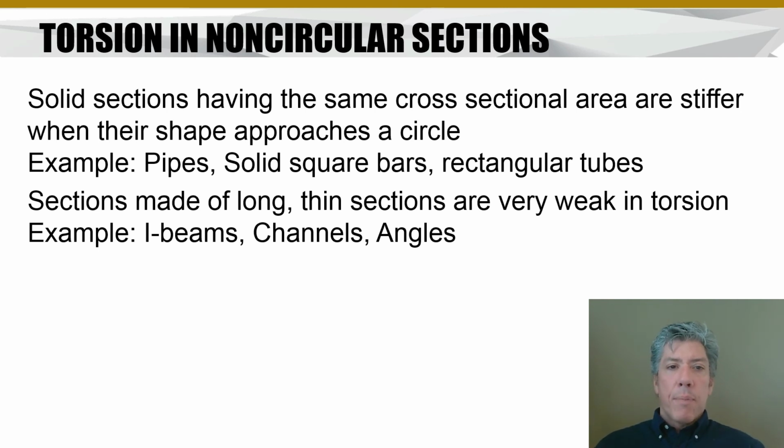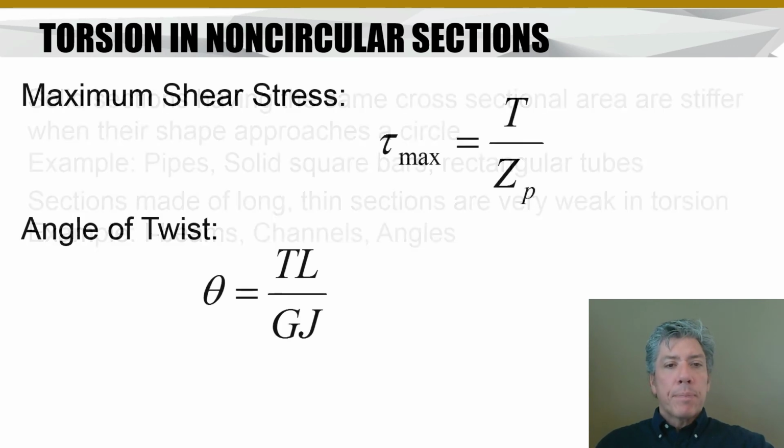And so things like pipes and solid square bars have decent torsional stiffness. Rectangular tubes, closed sections in general have fairly high torsional stiffness. But sections that are long and thin are very weak in torsion. So things like channels and angles are not good torsional members. So it's important to know that and not design a shaft that's made of an I-beam or something.